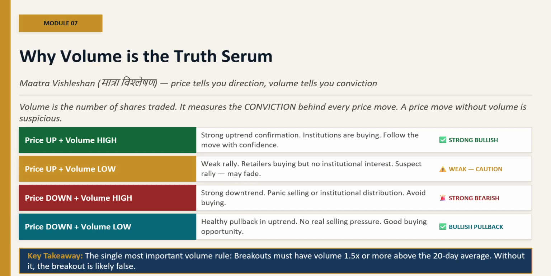The single most important volume rule. Any breakout must have volume that is at least 1.5 times the 20-day average volume. If Nifty breaks resistance on low volume, treat it as a false breakout until proven otherwise.